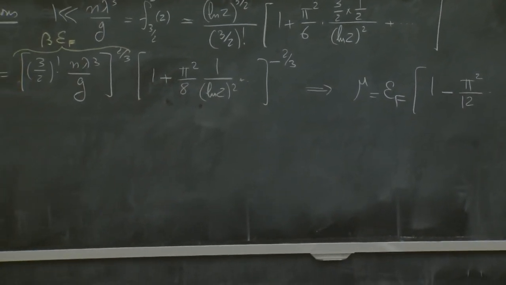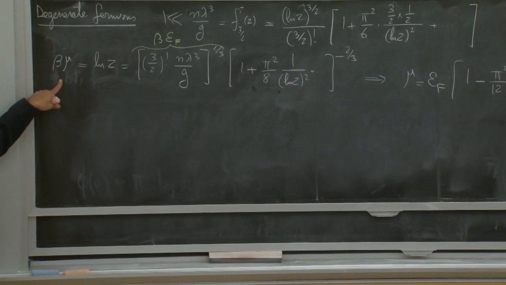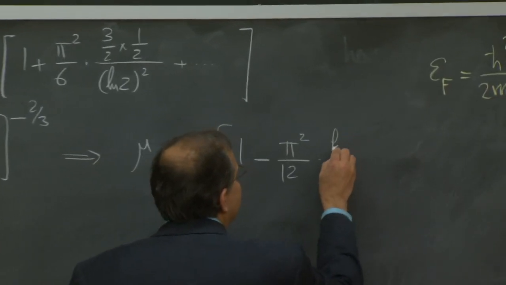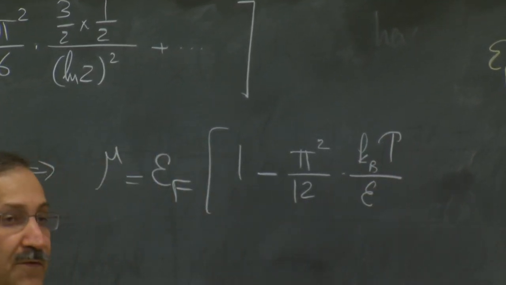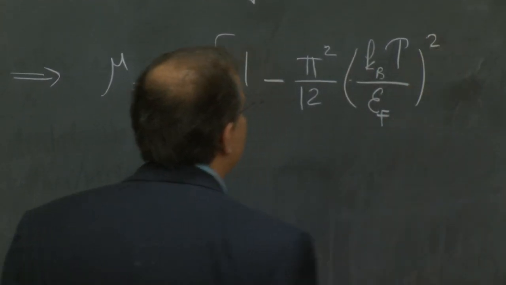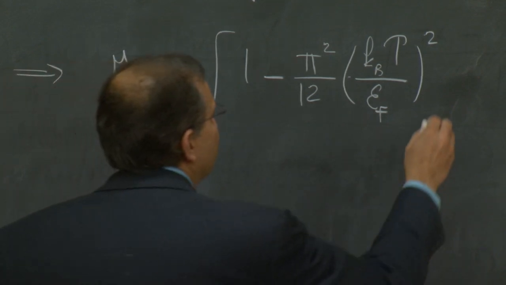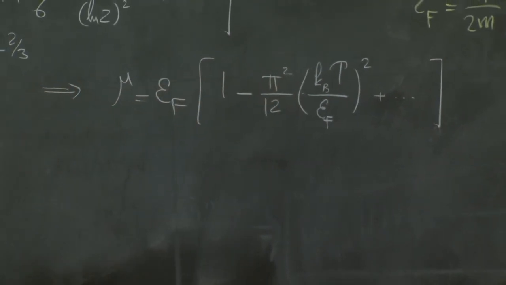Times 1 over log z squared. Log z is again mu over kT. So its inverse is kT over the zeroth order value of mu, which is epsilon F, raised to the second power. And we expect that there will be higher order terms. Okay.